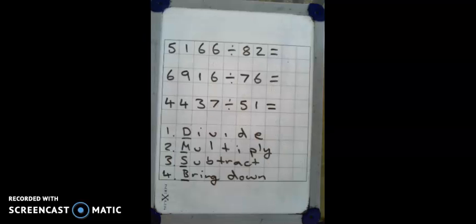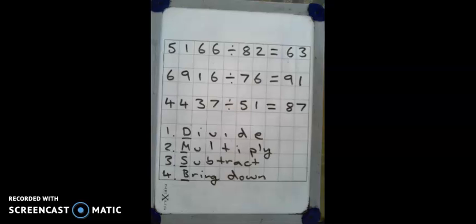Here are 3 calculations for you to have a go at on your own. 5,166 divided by 82. 6,916 divided by 76. And 4,437 divided by 51. Remember the steps: divide, multiply, subtract, bring down. You should pause the video now, try to solve these 3, and then unpause to check your answers.